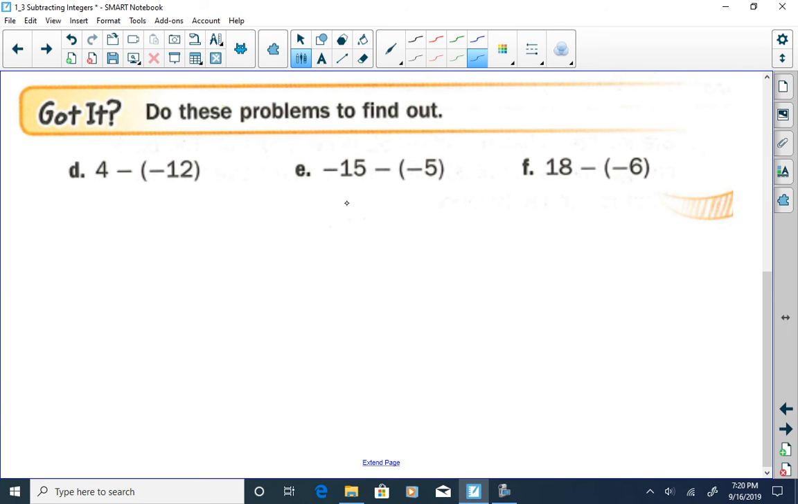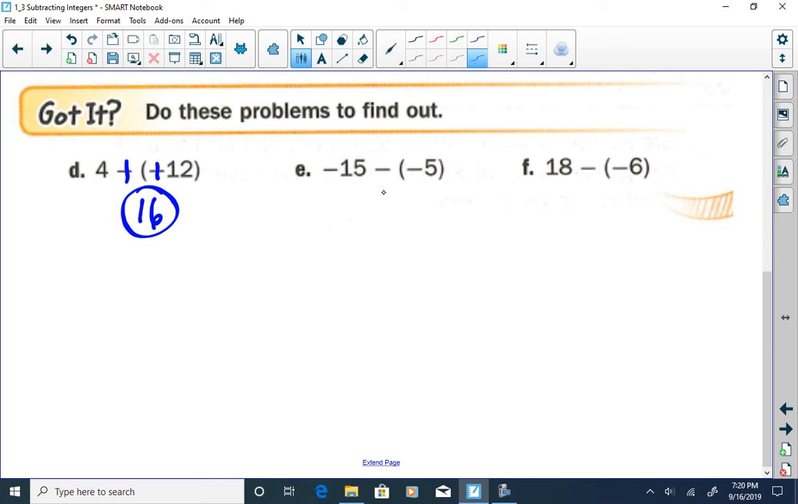All right. These next 3 examples. I have 4 take away negative 12. It's a subtraction problem. I have to recognize it's a subtraction problem, so I have to use the additive inverse. So I add the opposite, which means I change the subtraction sign to an addition sign, change the sign of the number that follows to its opposite. We now have 4 plus 12. That's going to be 16.